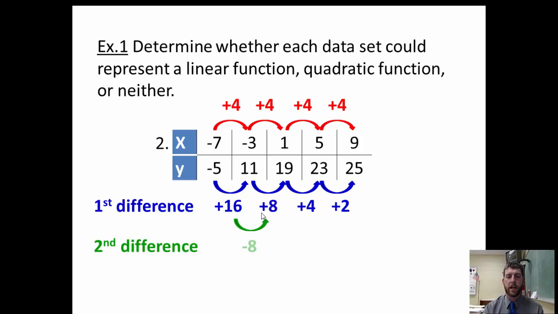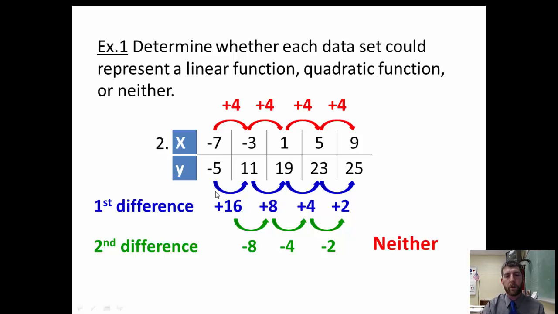From 16 to 8, decrease of 8. From 8 to 4, it's a decrease of 4. And from 4 to 2, that's a decrease of 2. So the second difference for equally spaced x's is not constant, so that tells us that we do not have a quadratic either. So this one we would say is neither linear nor quadratic. And that's it. That's all that we have to do to determine if a data set is linear or quadratic.